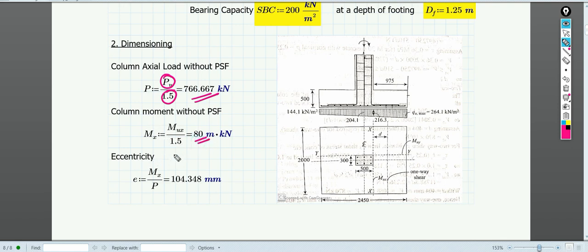Now what will be the eccentricity over here? Mx by P. This is Mx and this is P. Mx by P comes out to be 104.348. This is the eccentricity over here.